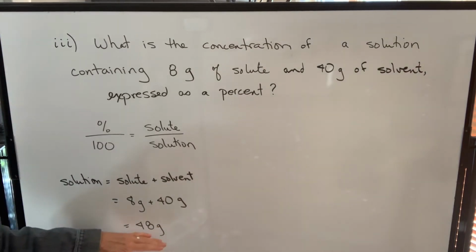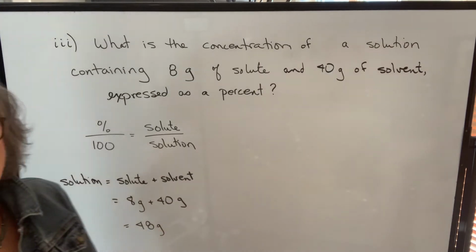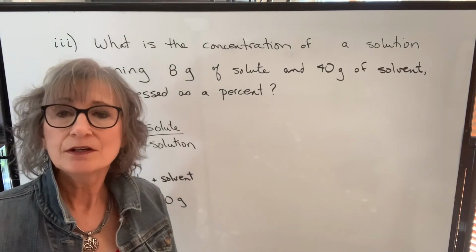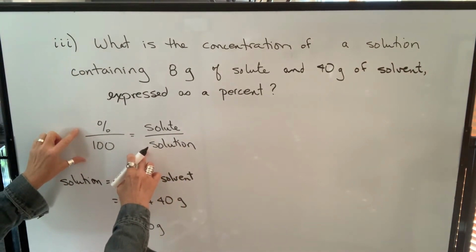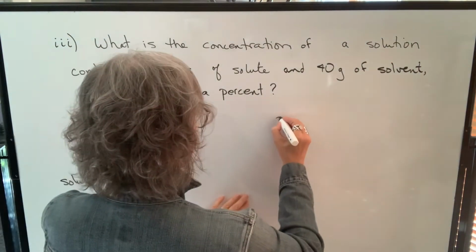Now, solution is given as a mass or a weight, so this percent is going to be weight per weight. Again, we're going to use this formula. We don't know percent, so that's our x.